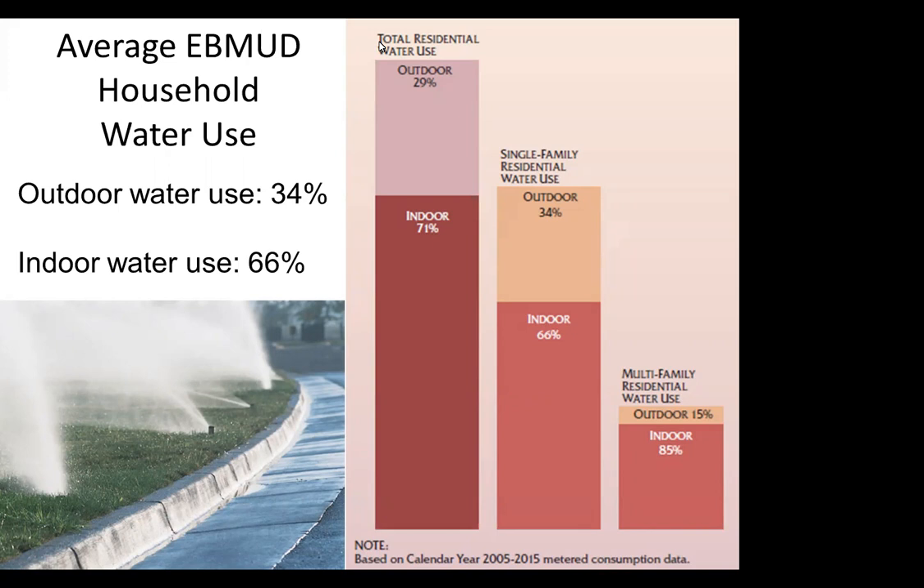So for a single-family residential customer, you're going to want to check for leaks both indoors and outdoors. And then for multifamily, most likely your leak is going to be indoors with your plumbing or other devices. And checking for leaks is just one part of making sure that water is being used efficiently to ensure that we have water to meet all of our needs now and also into an uncertain future.